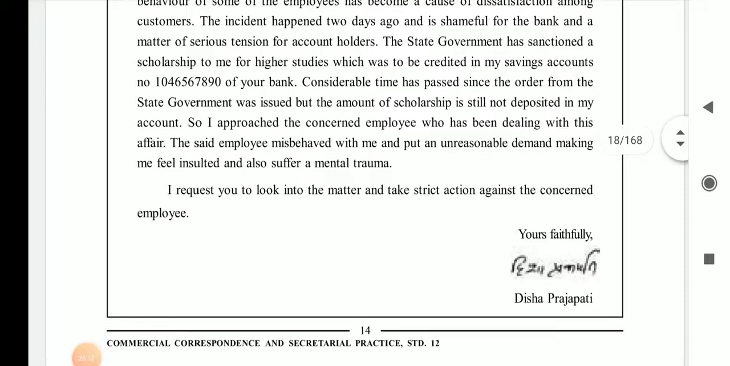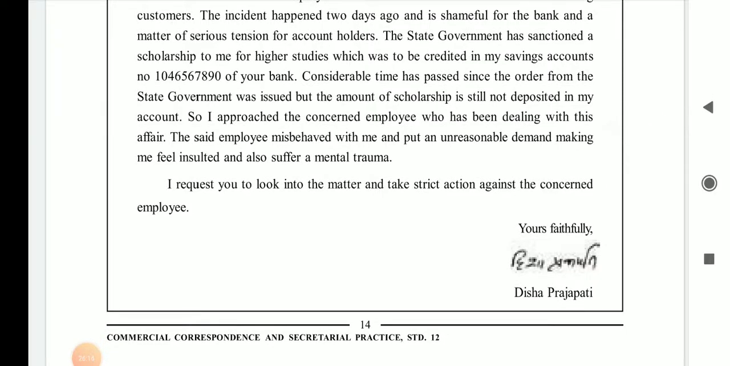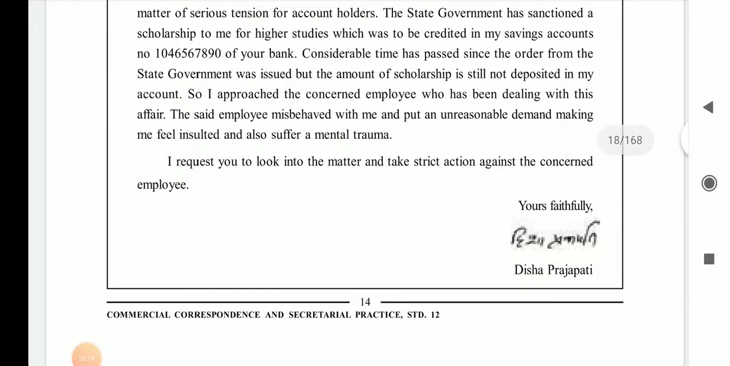The state government has sanctioned a scholarship to me for higher studies which was to be credited in my saving account of your bank.